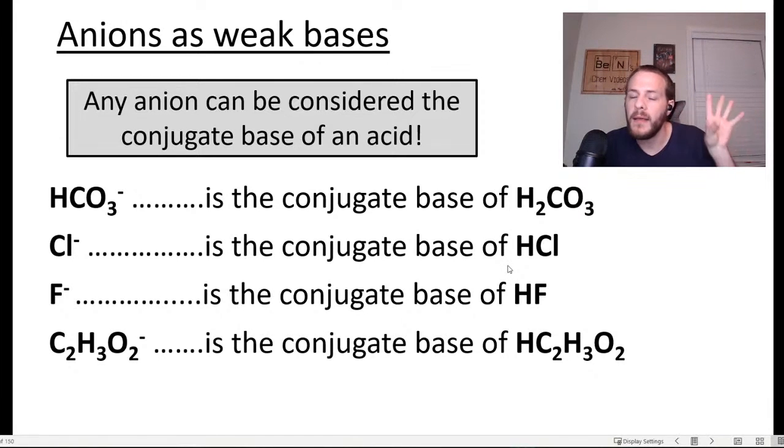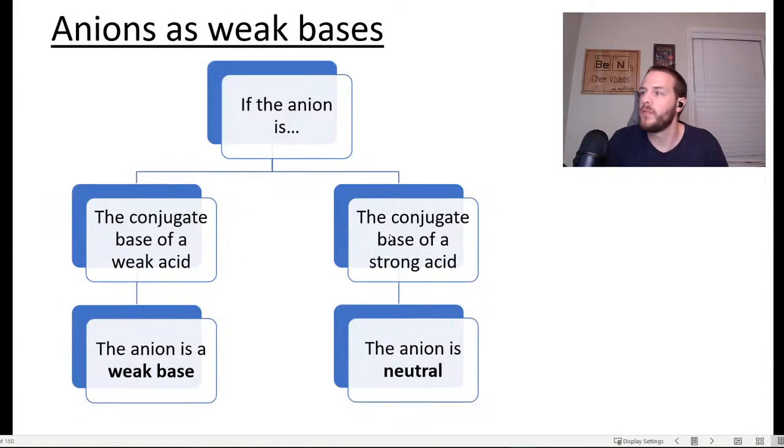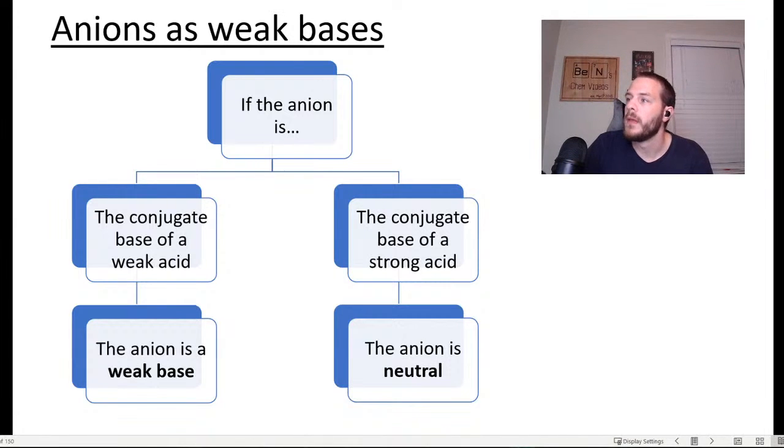So remember, any anion can be considered the conjugate base of an acid, right? Now, this following slide here, this is where it starts to get pretty interesting. So I've constructed this little flow chart here. Basically, if you take a look at your anion, and your anion happens to be the conjugate base of a weak acid, then that anion itself will act as a weak base.